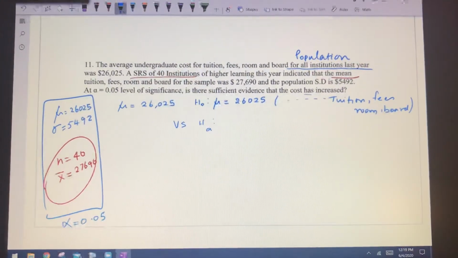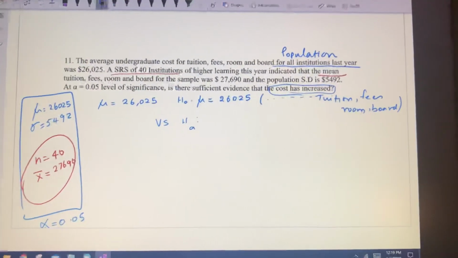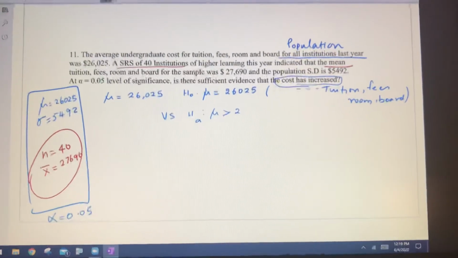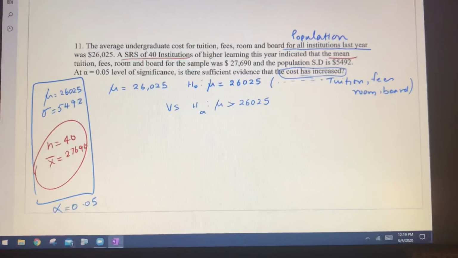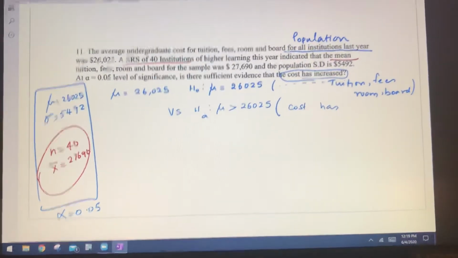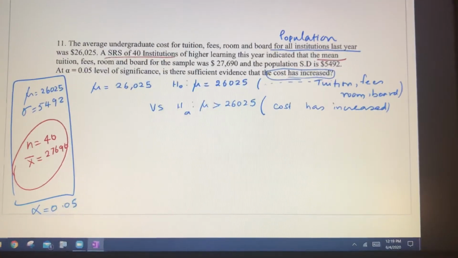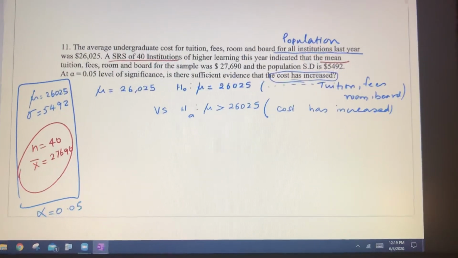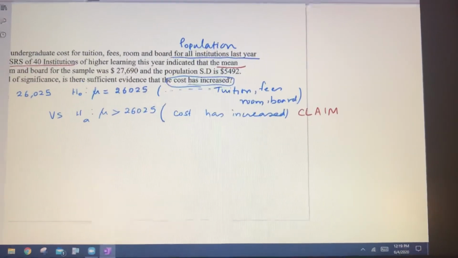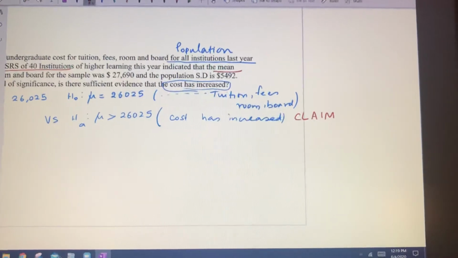So the increase is my keyword. The cost has increased is my keyword. So that way I am going to say it is what is going to be tested. So the cost has increased. That statement is going to be tested. I'm going to look for evidence to see whether the cost has increased, and that's going to be the claim, or that is the statement that is going to be tested.